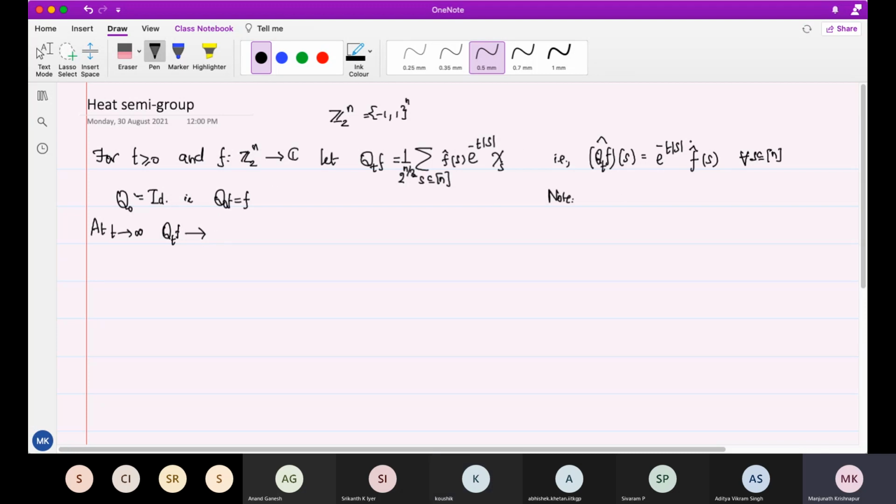See, this all decays unless this is 0. So this one, Qt f hat of this, goes to 0 if S is not the empty set, because then the cardinality is at least 1, and otherwise it remains. So this converges to the constant function.